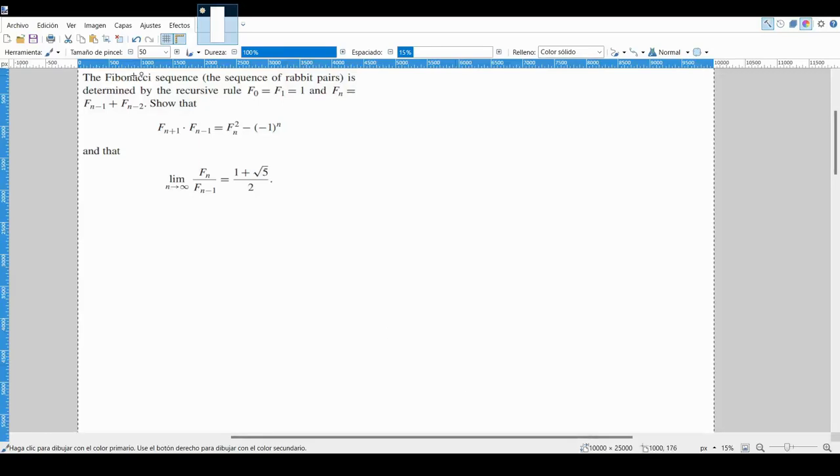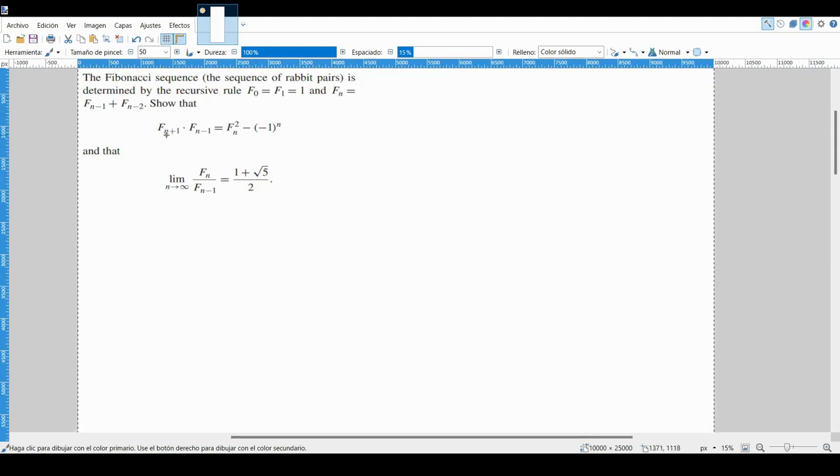So we are given a problem relating to the Fibonacci sequence and how this specific question is defined as f0 equals f1 equals 1, and then fn equals fn minus 1 plus fn minus 2. Many Fibonacci questions or Fibonacci notation will have it starting from index 1, but this one is starting from index 0, which is just important to note.